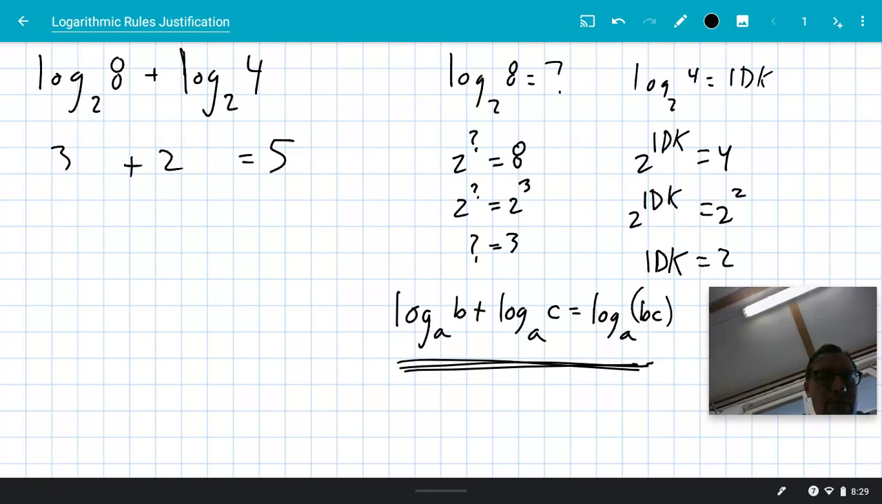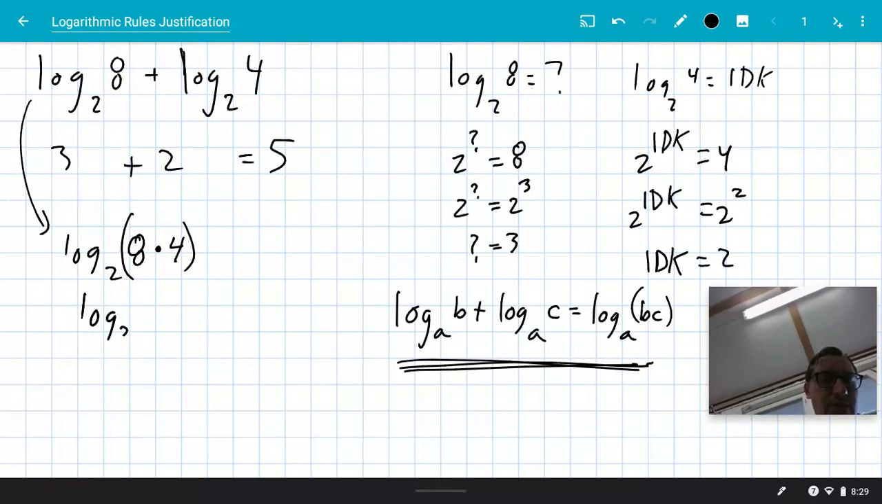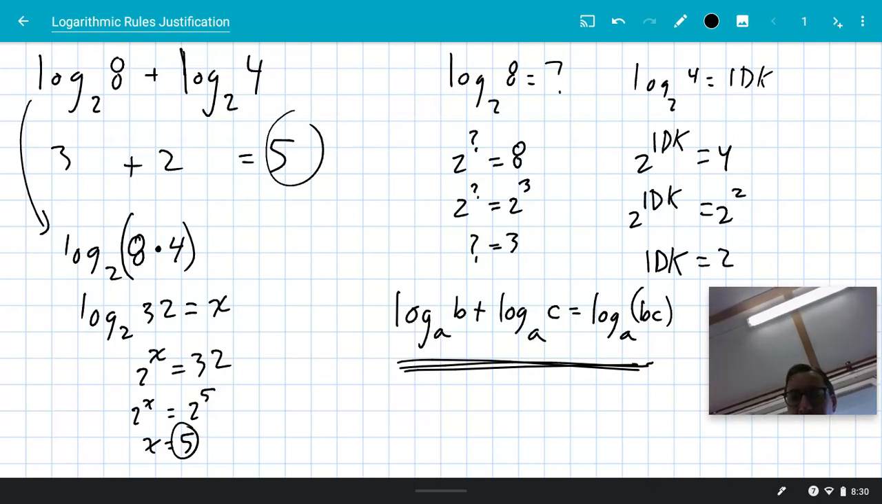Okay, I hope that you gave that a shot. So this is the same as log base 2 of, since they have the same base, they're both base 2, log base 2 of 8 times 4. That's the same thing as log base 2 of 32. If we don't know what that is, we could say that equals x. So 2 to the x is 32, and if you know your powers of 2 well, you know that 32 is 2 to the 5th. So that's another way to figure out that the whole thing is equal to 5. It's the same idea.